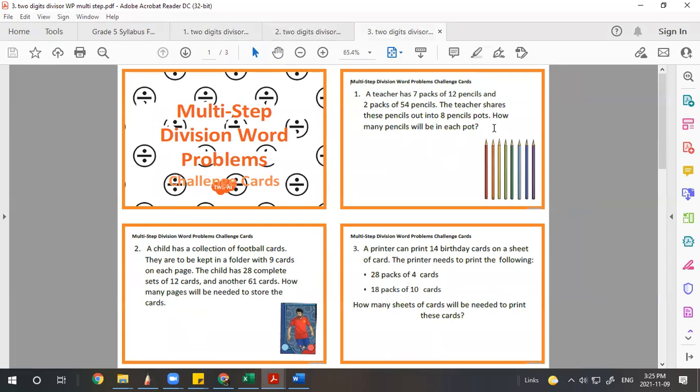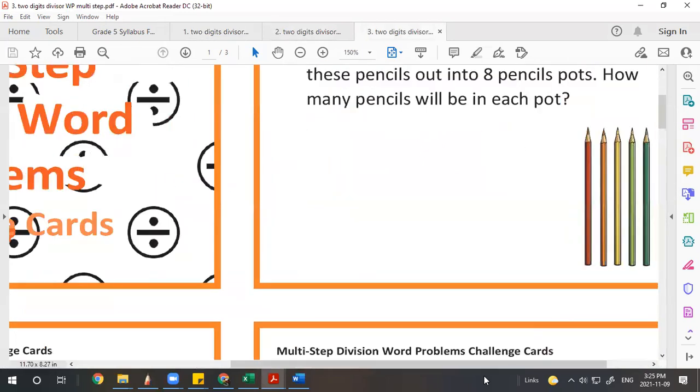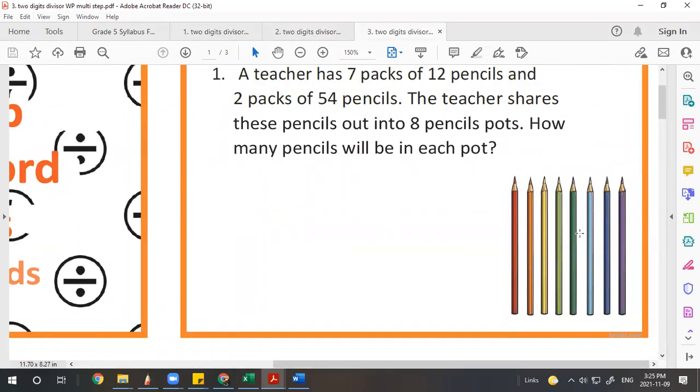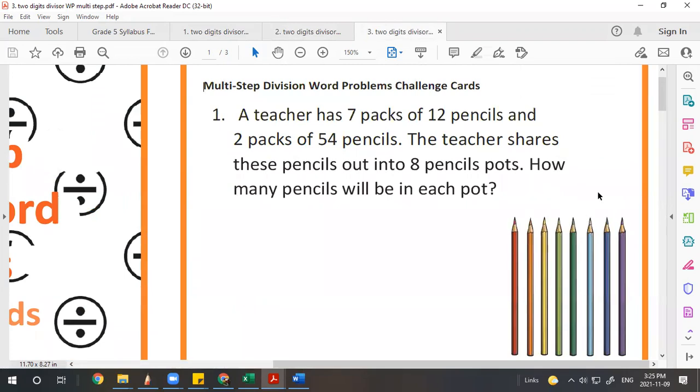Now we try to do the 2-digit divisor problems. Okay, multi-step. Multi-step means you have to use not only division, but you can combine it with the other rules that you will be given later on. Okay, let's try to do number 1.